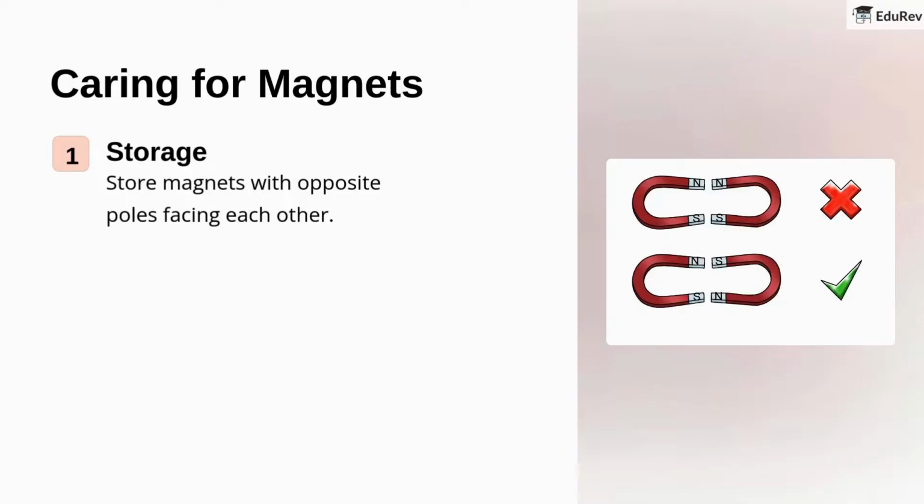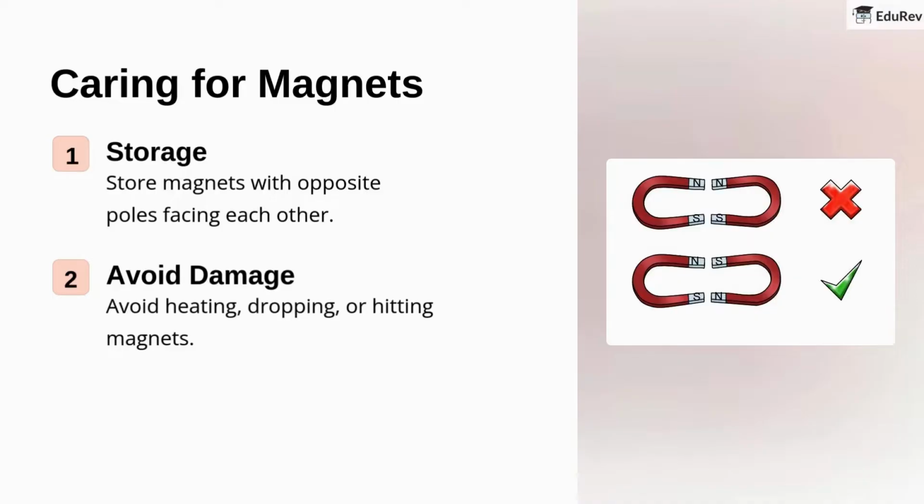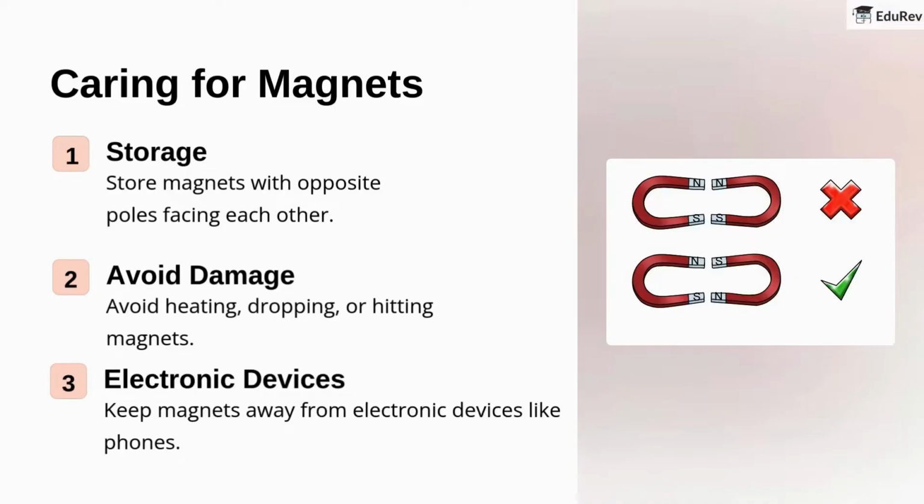To keep magnets working well, they need special care. Store them with opposite poles facing each other, avoid heating or dropping them, and keep them away from electronic devices like phones. A little care goes a long way in keeping your magnets strong and useful.